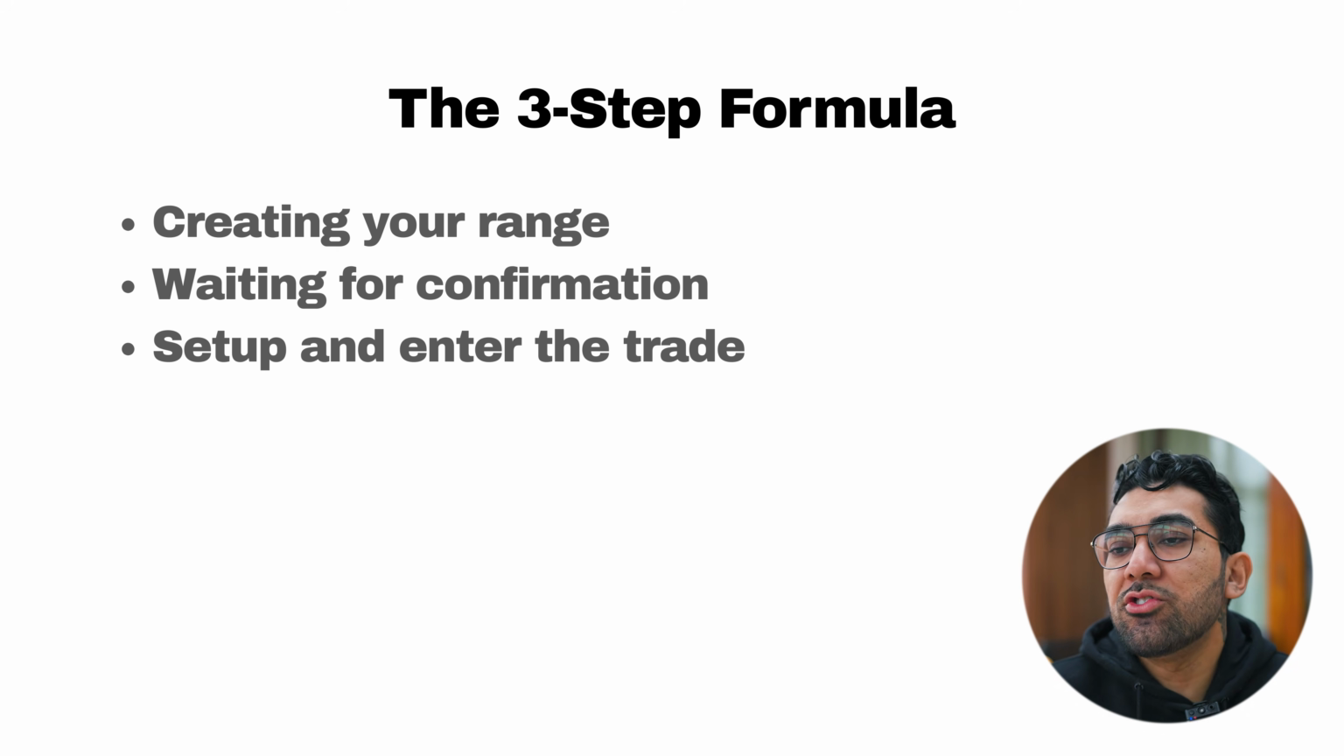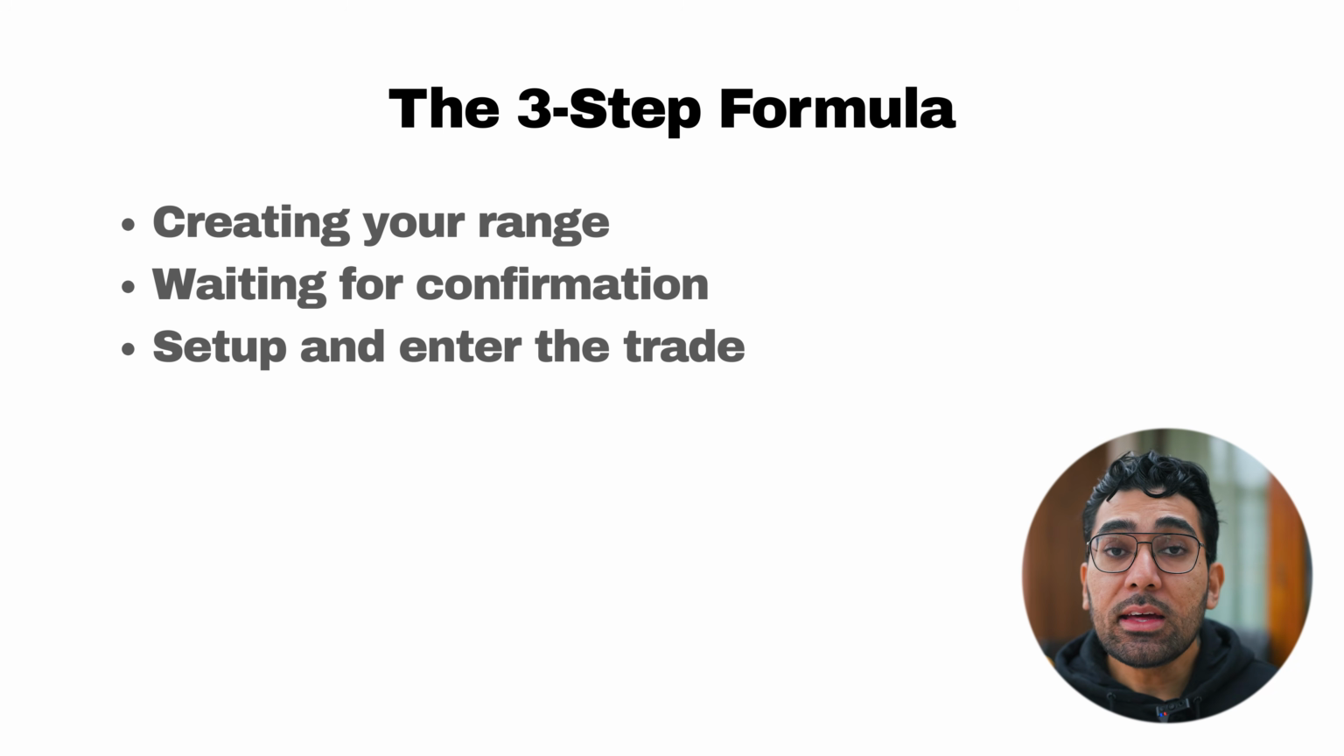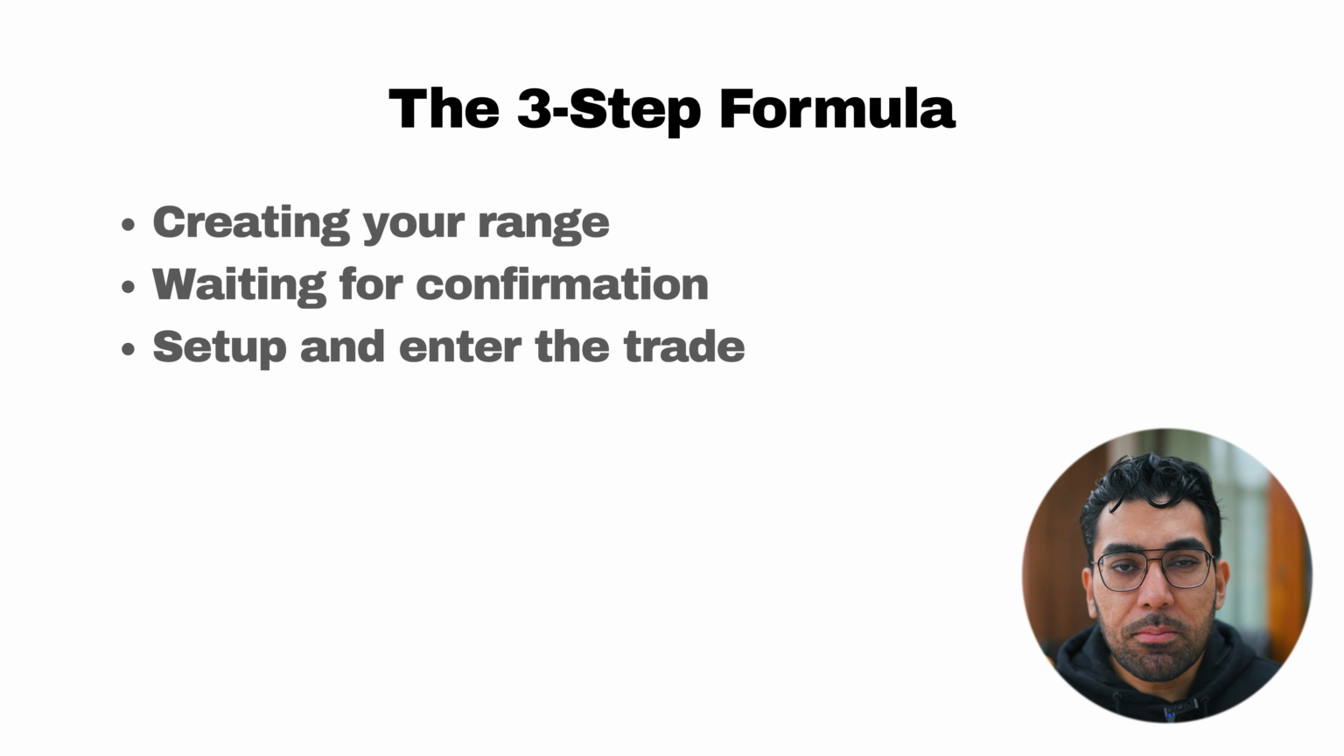The 3 steps to our strategy are: number 1, creating our range, which is necessary when it comes to trading. You always have to have some kind of range that you're working with. The second step is waiting for confirmation, and what that means is we're waiting for a specific setup that tells us that it's now okay to execute the trade. Then the third step is setting your stop loss and setting your take profit and entering the trade.